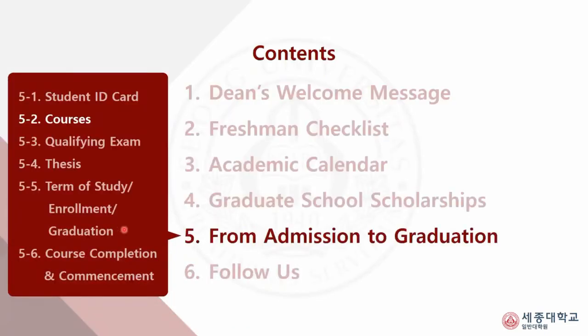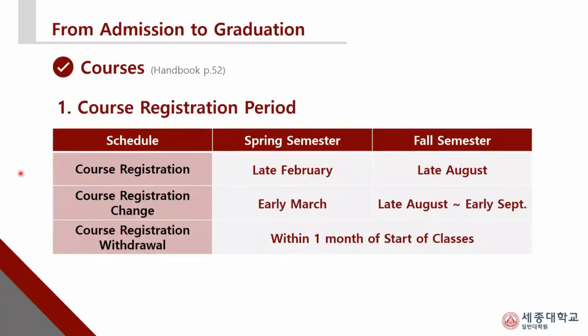And next we will take a look at courses. As mentioned before, the course registration for this semester will start tomorrow. So for the fall semester, this takes place in late August, and for the spring semester, it will take place in late February. If you wish to change your course registration, you can do so in early March for the spring semester, or late August to early September for the fall semester. The course registration withdrawal period is within 1 month of start of classes.